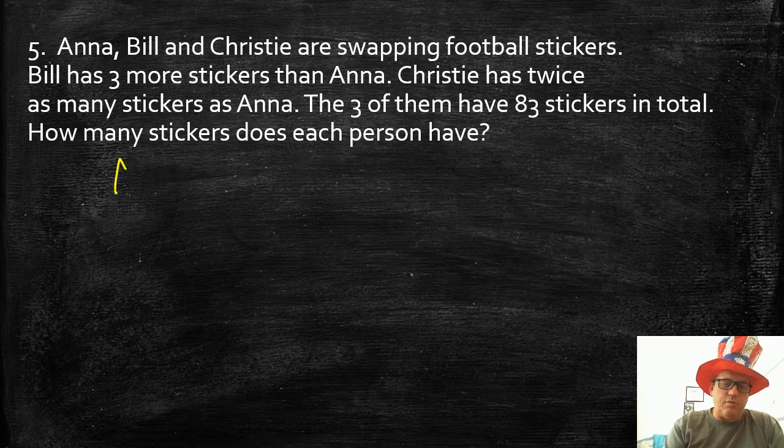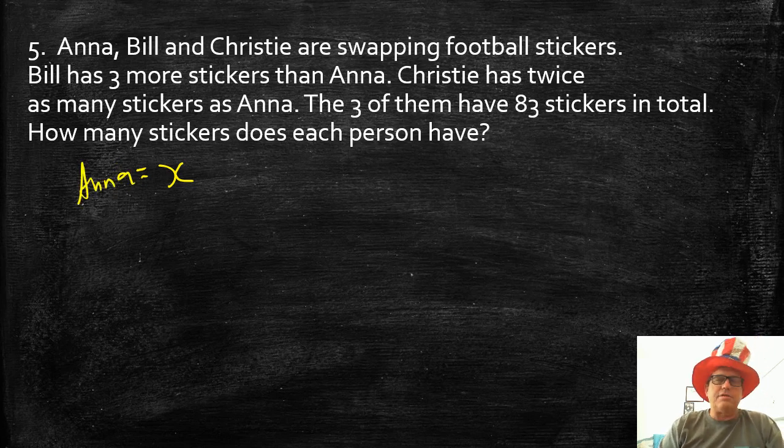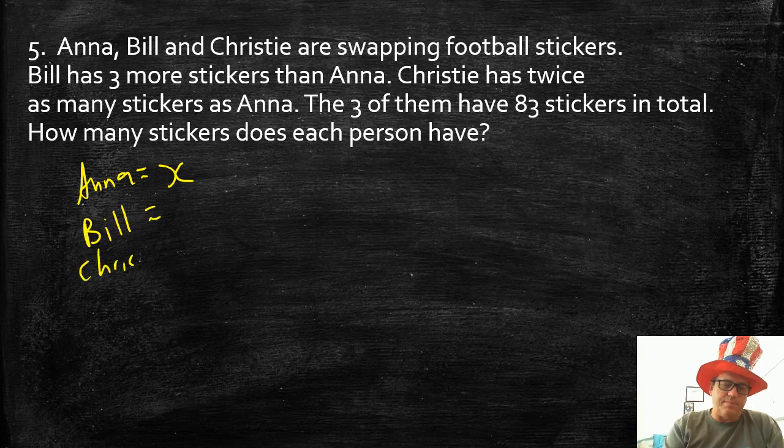So what I'm going to do, A is going to be X, all right? A is Anna. A is going to represent Anna, how many stickers Anna has. So Anna is X. What's Bill and what's Christy? Well, Bill has 3 more than Anna. So that's X plus 3.